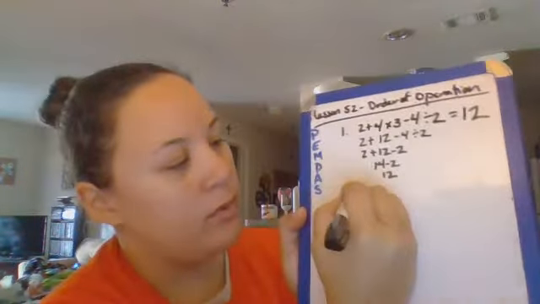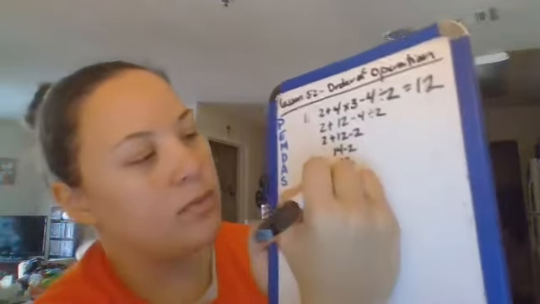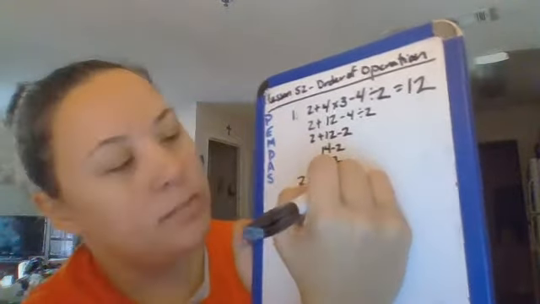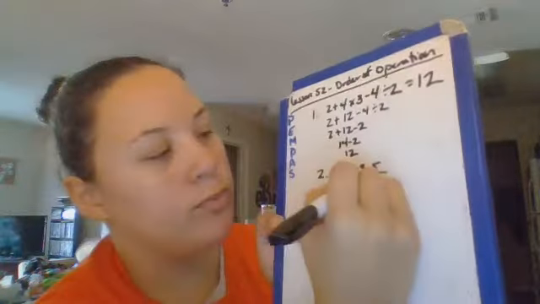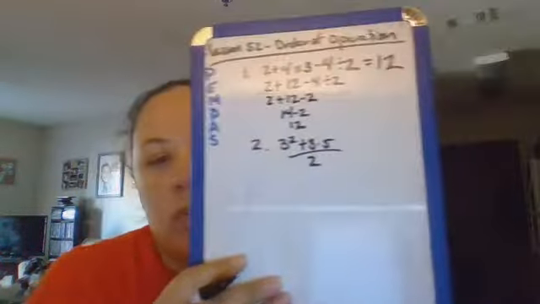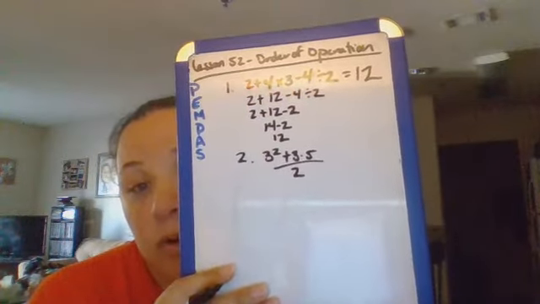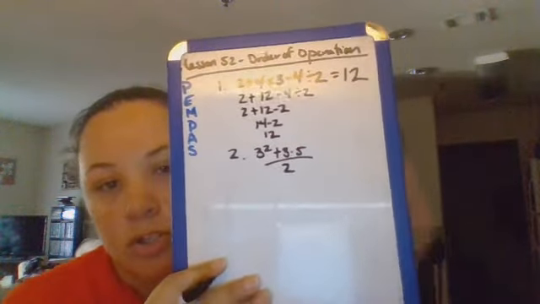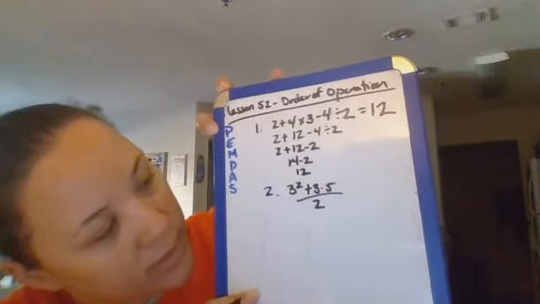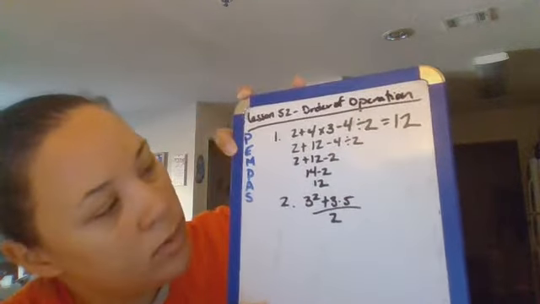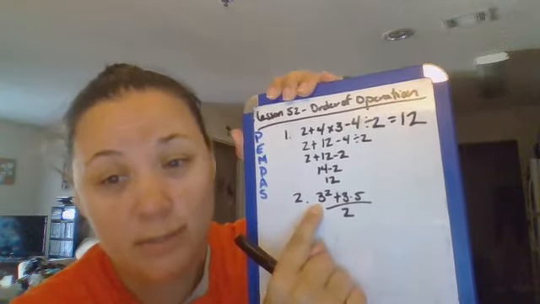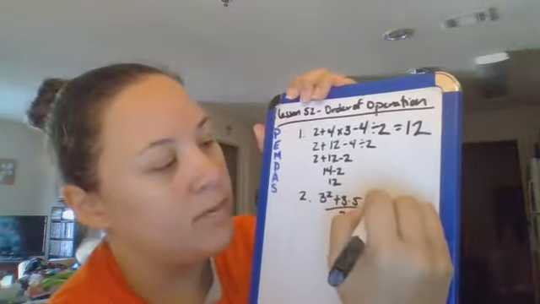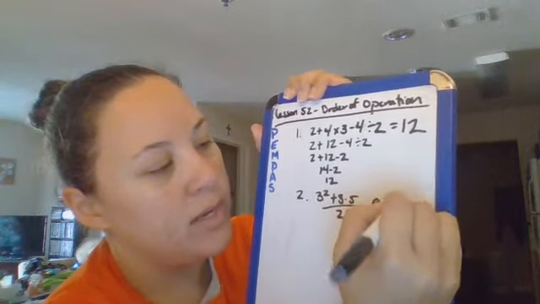All right, we're going to do another one. And that one is going to be 3 squared plus 3 times 5 over 2. So we have 3 squared plus 3 times 5 over 2. Starting at the beginning, parentheses, there are none. Exponents, we do have 1. 3 squared, remember, is 3 times 3, so that's 9. So our new equation is going to be 9 plus 3 times 5 over 2.